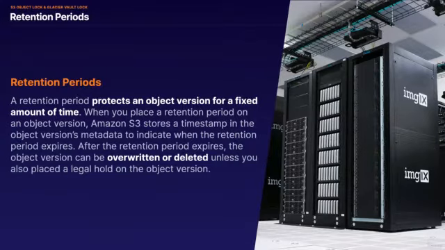And a retention period is basically a period that protects an object version for a fixed amount of time. So it might be a week, might be a month, might be a year, etc. When you place a retention period on an object version, S3 stores a timestamp in the object's version metadata to indicate when the retention period is going to expire. And then after the retention period expires, the object version can be overwritten or deleted by the user unless you've also placed a legal hold on the object version.